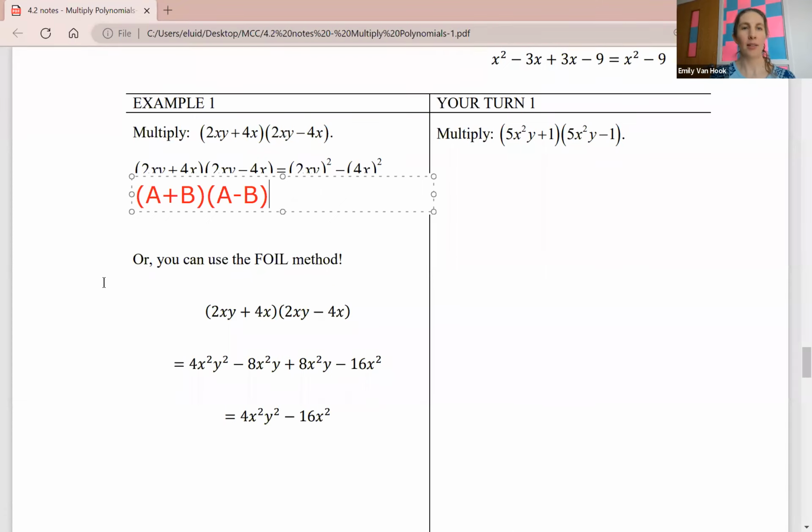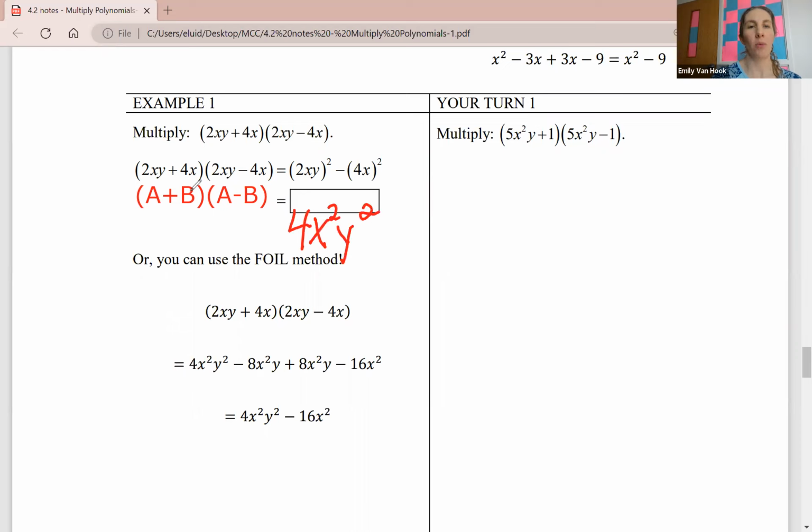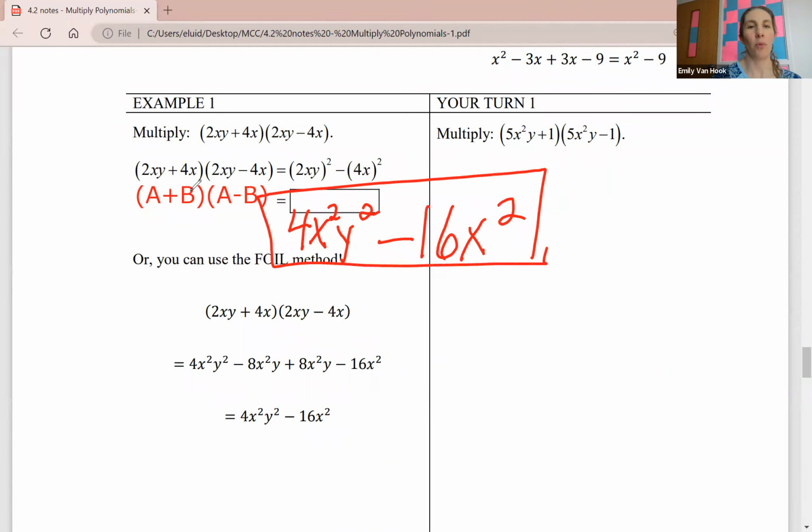Okay, and so we know that that's equal to a squared minus b squared. So that's what's being shown here: 2xy squared minus 4x squared. So square the first, square the last, minus sign in between. So all we need to do is actually simplify. So squaring 2xy, square each individual piece there. So 2 times 2 is 4, x times x is x squared, y times y is y squared. Minus, and then 4x squared, 4x times 4x would become 16x squared. There we go. So there's our answer: 4x squared y squared minus 16x squared.